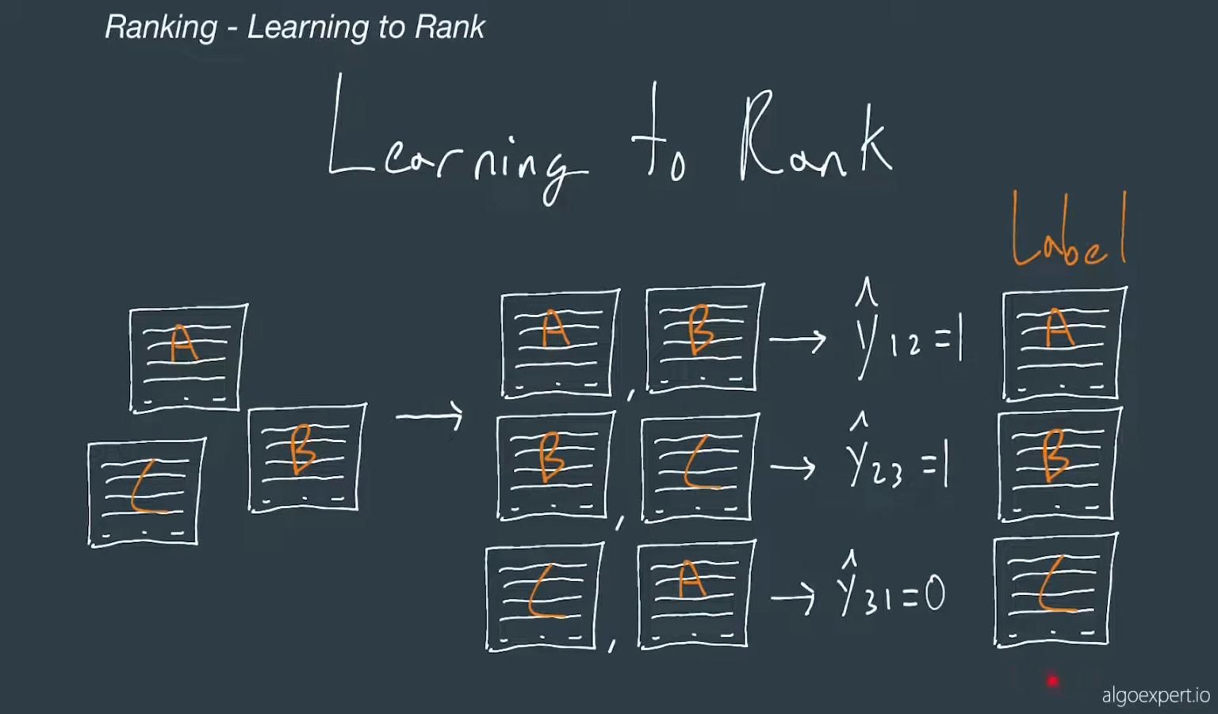As a side note, if we had more documents over here that were below the clicked documents, we would assign them to be 0.5. This is because we don't know if they would have clicked it or not. They may have not even seen it. All right, so we have our labels, and we have our pairwise inputs.